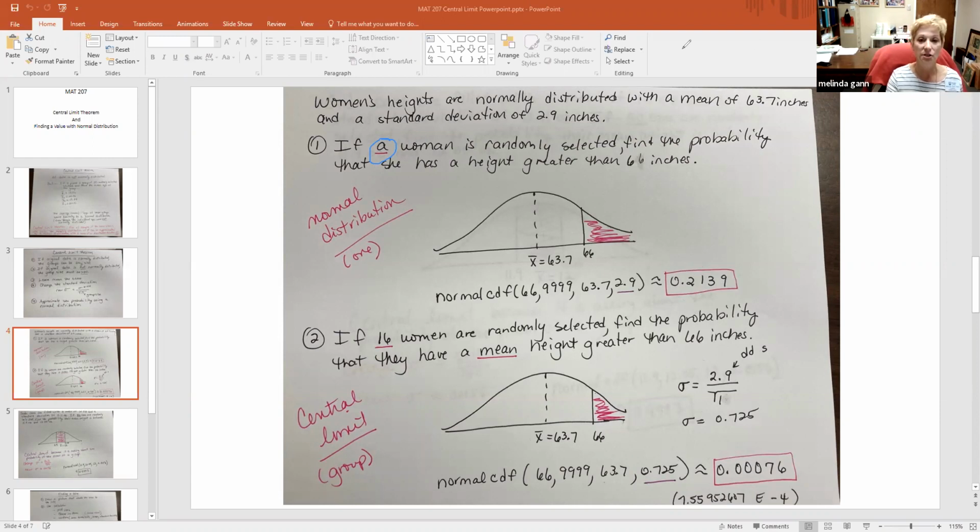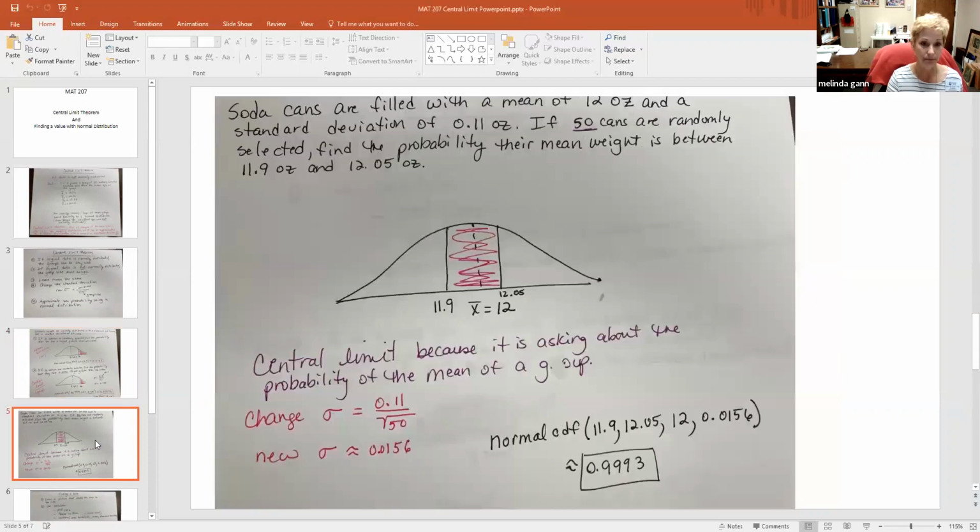Okay? So that's how we do central limit. It's only when you've got a group and you change the standard deviation, then you work it like a regular normal curve problem. All right, so you're going to work some problems like that. Now, the reason I did this second is because it was so close to the normal curve. Now, let's talk about what we're going to do next.